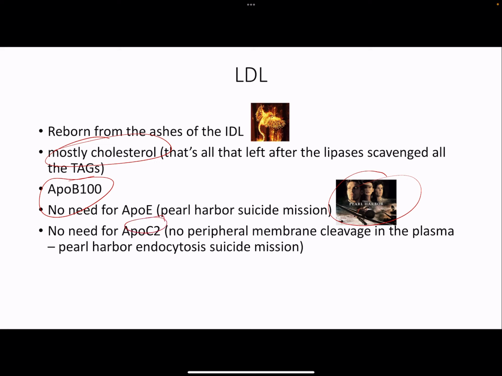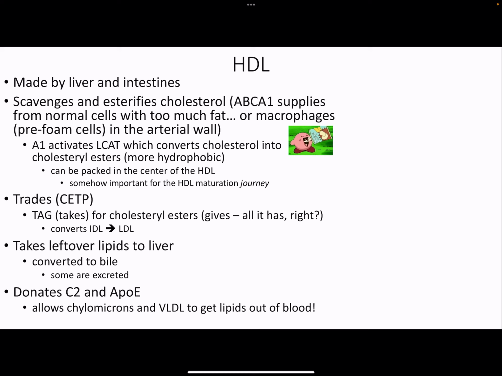We don't need ApoC2. ApoC2 is for activating lipoprotein lipase, which cleaves triglycerides. But we just said it's mostly cholesterol, so that's not needed. So it makes sense, right? Pure memorization is great, and there's a lot of memorizing. Some of this stuff is random, but it makes it so much easier if you try to follow the story. HDL, more stories.